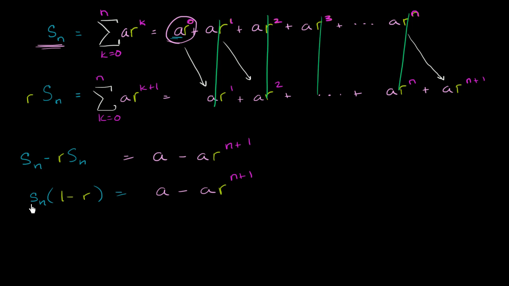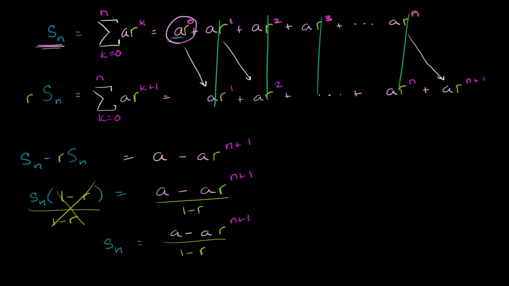And so to solve for S sub n, we just have to divide both sides by 1 minus r. And so we are left with, if we assume r is not equal to 1 in this case, S sub n is equal to a minus a times r to the n plus 1 over 1 minus r. I'm just rewriting what I have up here. And you say, hey Sal, why is this at all interesting?